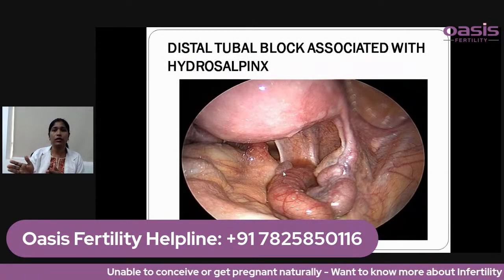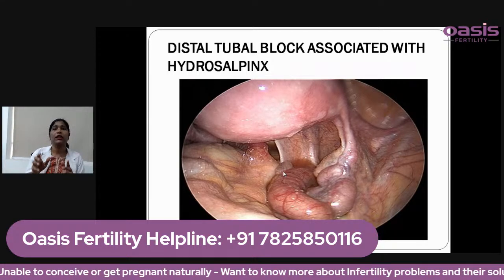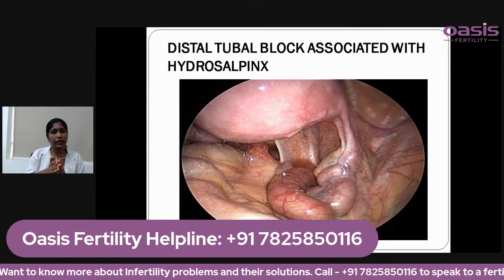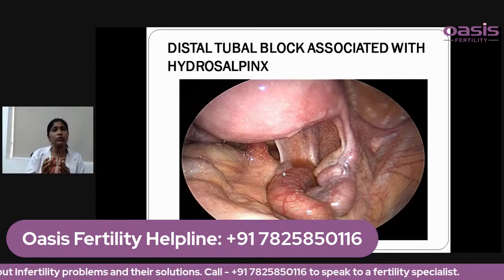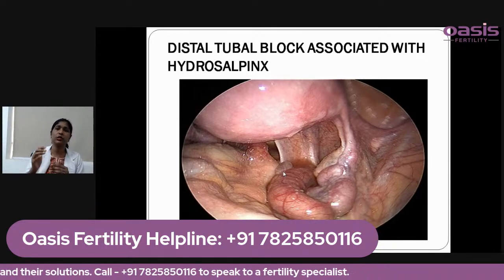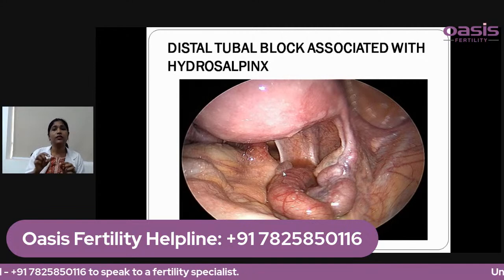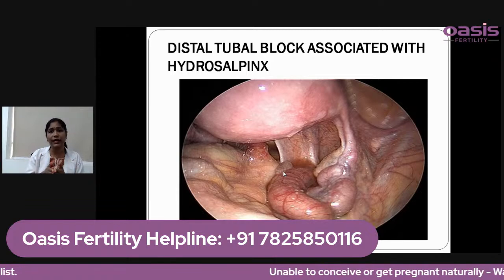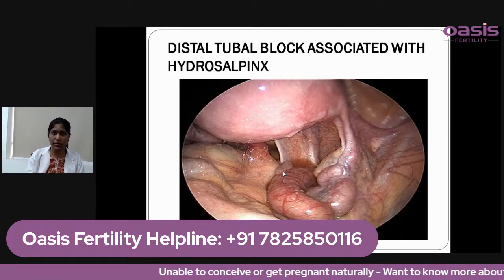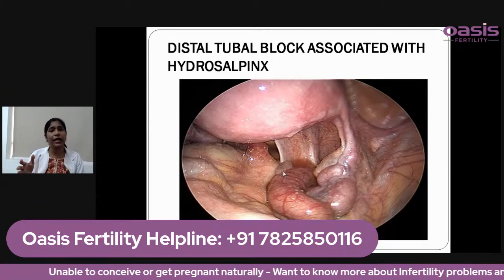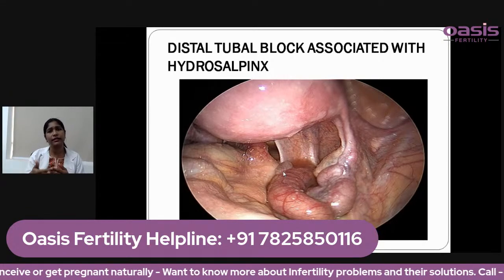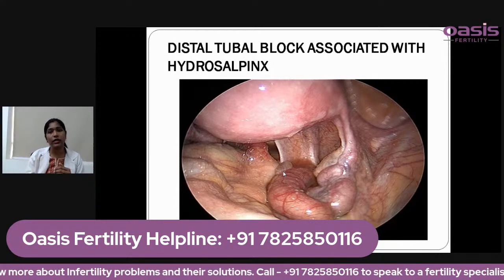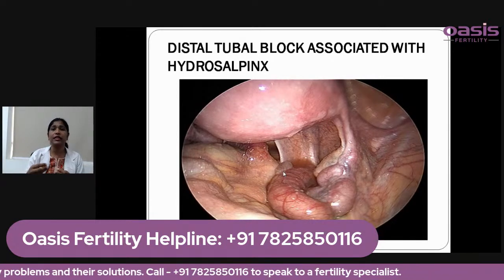But if the distal block is associated with hydrosalpinx, then it is preferable not to create a new opening for the tube at the free end. It is better to get rid of the tube or disconnect this tube from the uterus. Why so? Because the fluid present within these dilated fallopian tubes, the hydrosalpinx, is most of the times embryotoxic. So if we leave the hydrosalpinx as it is and the woman tries to conceive either naturally or with IVF, the chances of her miscarriage are increased. The chances of her not getting pregnant are also increased because this is an embryotoxic fluid.